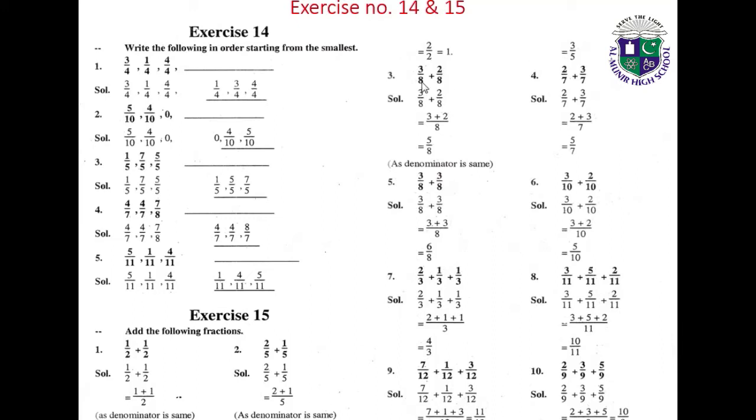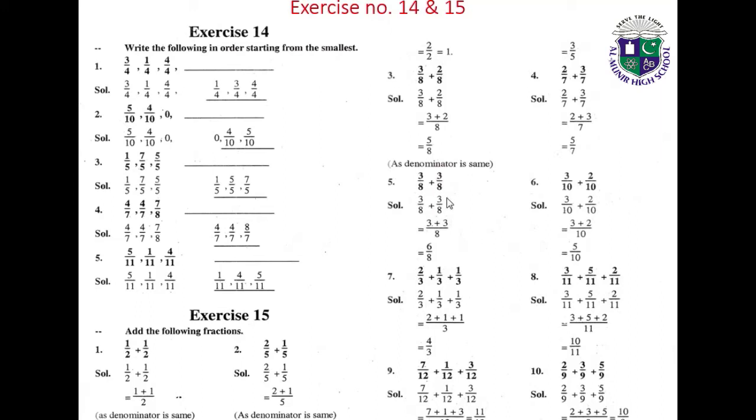Next, 3 over 8 plus 2 over 8. 8 is common. 3 plus 2, 5 over 8 is your answer. 2 over 7 plus 3 over 7. The denominator 7 is the same. 2 plus 3 is 5. 5 over 7 is your answer.